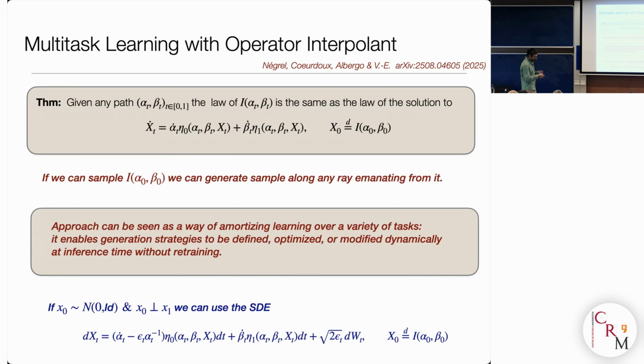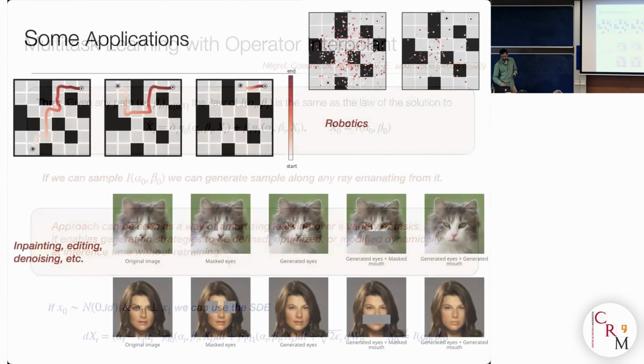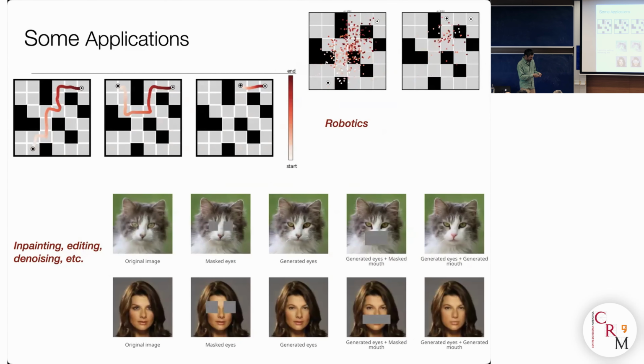So if you wish, this is a way of amortizing the learning on a variety of tasks. You're making the learning more complicated from the get-go, but then once you have learned this more complicated object, you can do much more with it. Okay? And if you want to use SDEs, you can also use SDEs. Again, you can use the Stein estimator to express the score. So here's a few tasks that you can do. I'm going to start with these.